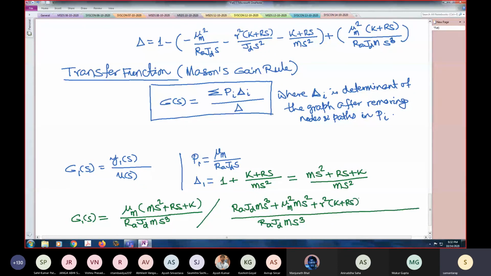And what is left out there? JD square is gone. So RAMS plus this is K plus RS by MS square. So RAJD S is left. S into K plus RS. This, and then the last term you will get mu m square into K plus RS.